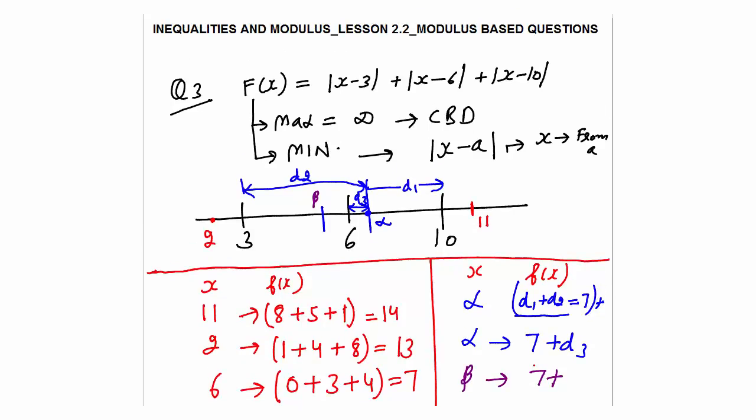Again you can cross verify. If you put x equals 6, then 6 minus 3 is 3, 6 minus 6 is 0, and 6 minus 10 is minus 4, whose mod is 4. So this value will be 7, and this is the minimum value of f(x) at x equals 6. So the range would be 7 to infinity. The range of this f(x) would be 7 to infinity. So that was all about this lesson. Thank you.